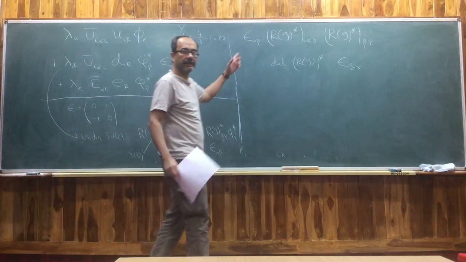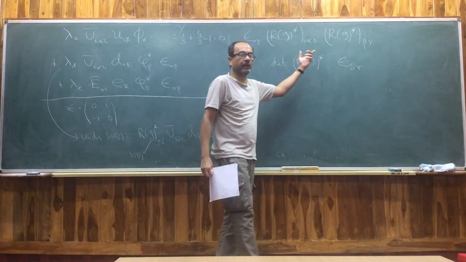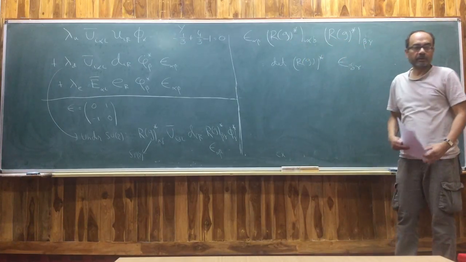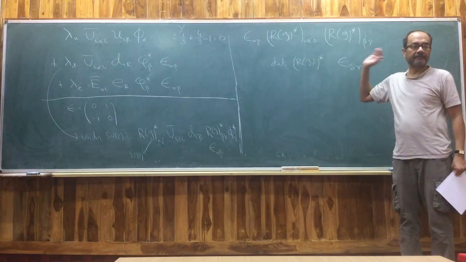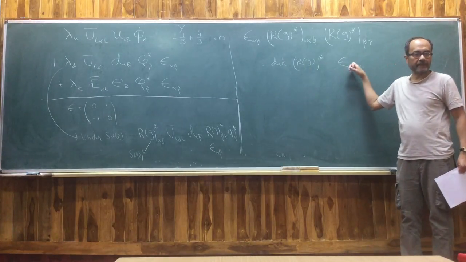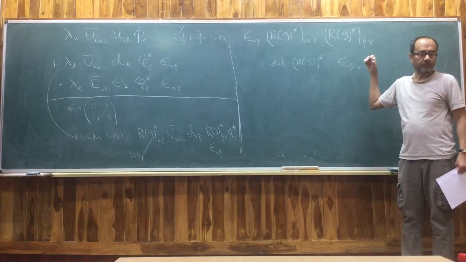Is this familiar? Okay, if not, you just write a 2 by 2 matrix. These are after all 2 by 2 matrices, right? So you can explicitly write down the 2 by 2 matrix, evaluate all the components, and you will find that indeed this is the determinant times epsilon. Okay, this is an identity.